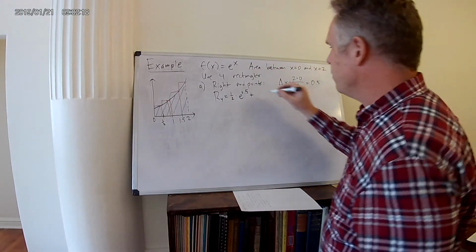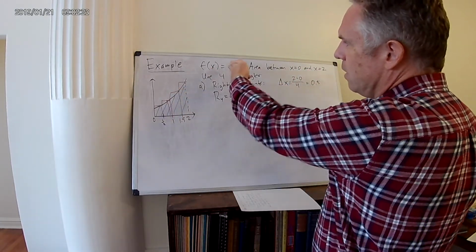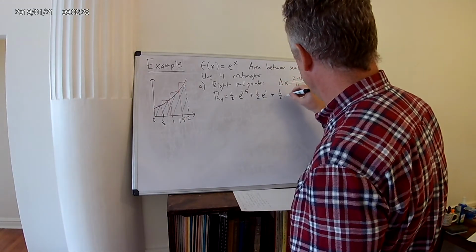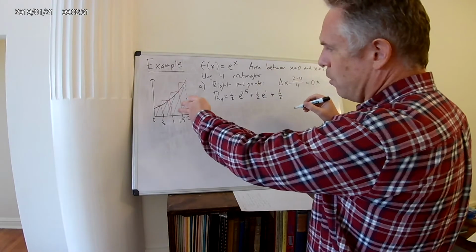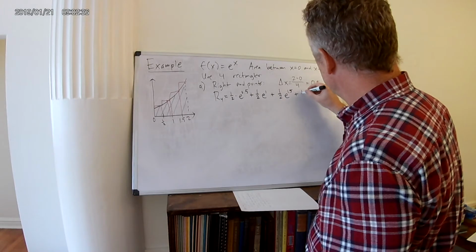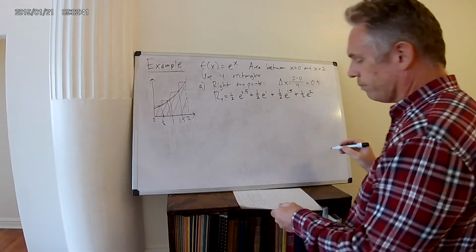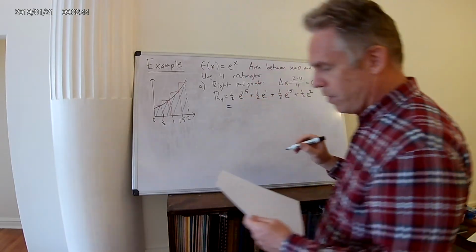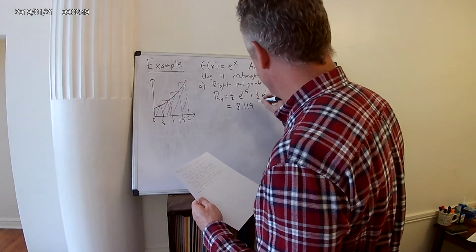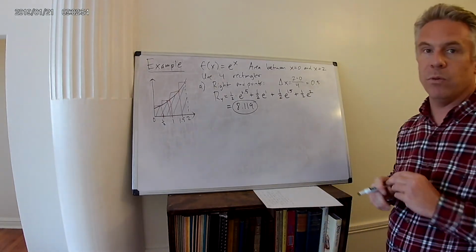The next rectangle has a width of 1/2. What's the height of the next rectangle? It's the function e to the x evaluated at x equals 1. So this is e to the 1 plus 1/2 times the function evaluated at x equals 1.5 plus 1/2 times the function evaluated at x equals 2. You can check the arithmetic here, but you should get 8.119. So the area under the curve e to the x from 0 to 2 is 8.119.